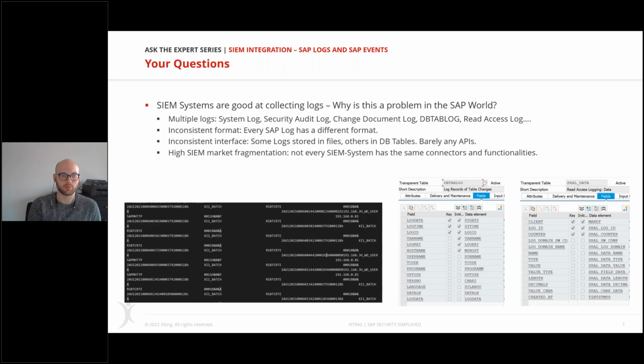This is not a huge problem, I know that, but you have to train your SIEM system over and over again for every new log. So every new log produces effort.